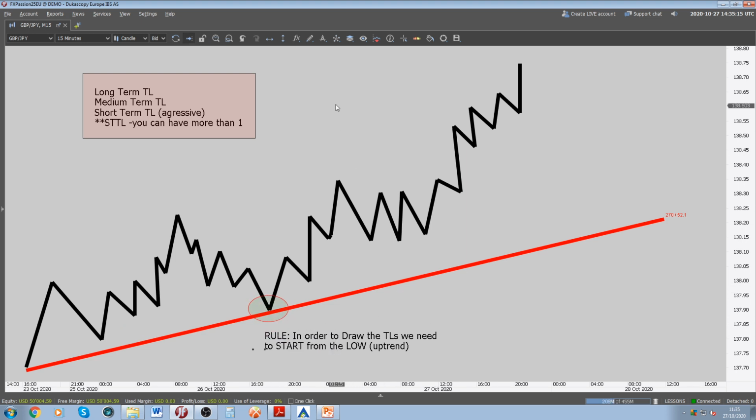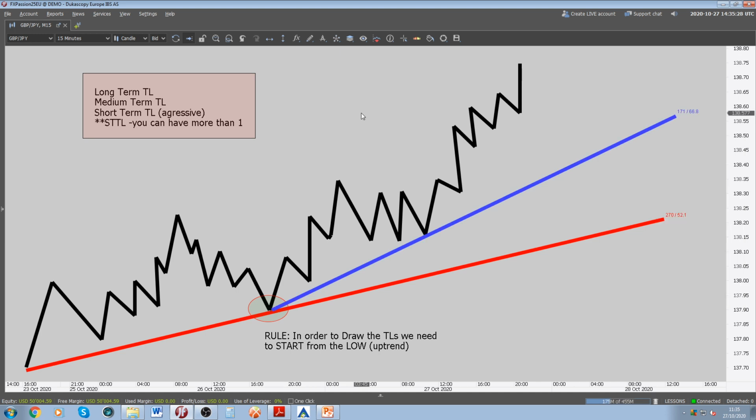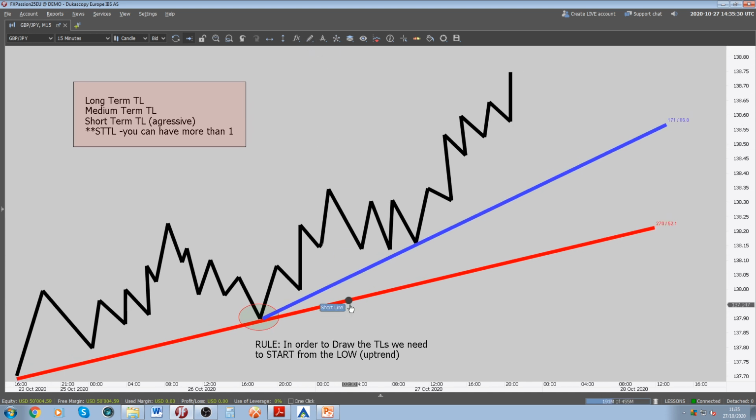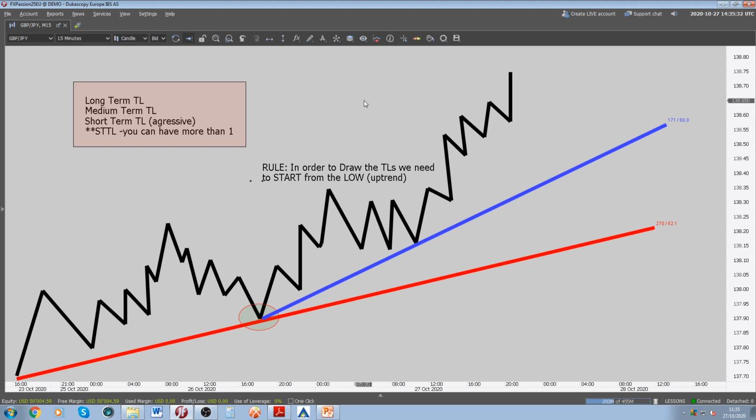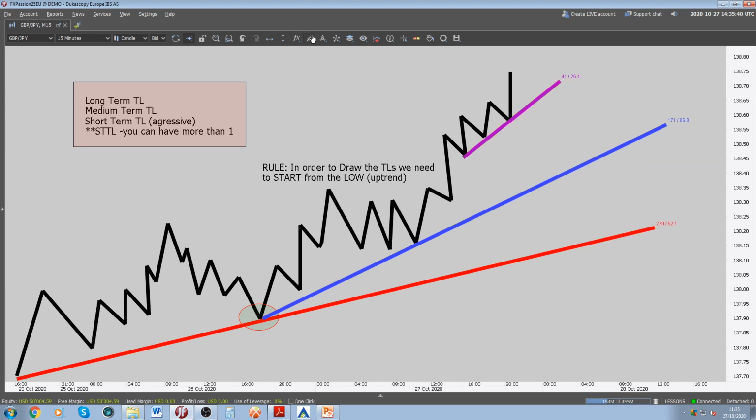So the red one is the long term. Now I'm going to take from this low, I'm going to extend my trend line, and find the next low. This blue is going to be the medium term. So if I'm obeying this rule, can I draw the aggressive one like this? Tell me everybody, is the violet one correctly drawn, yes or no?